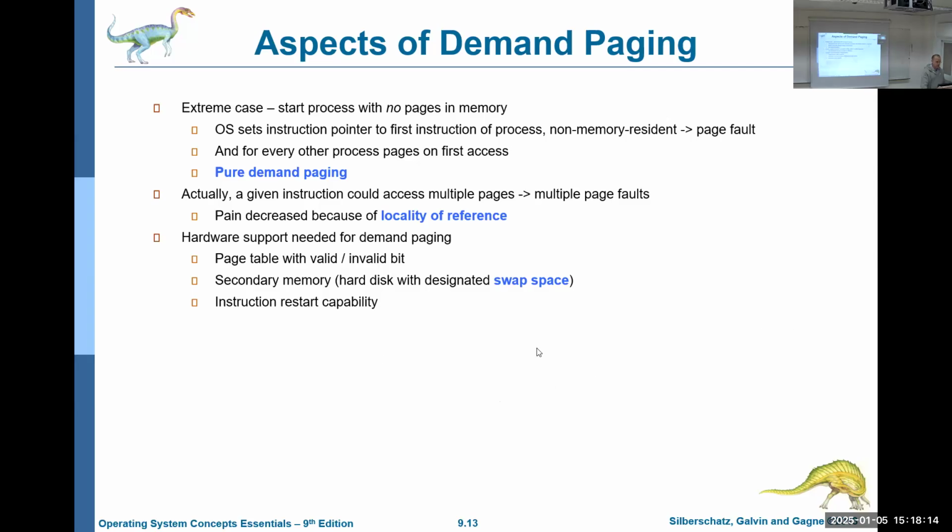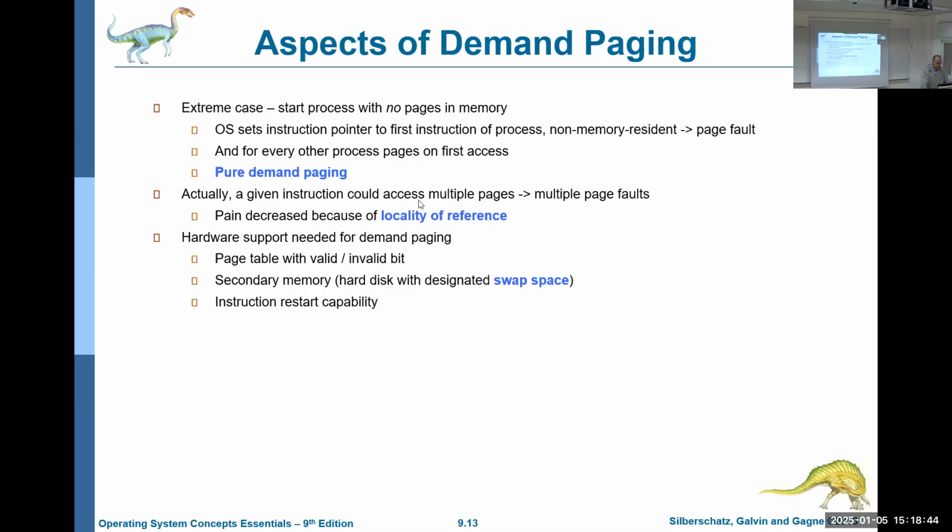Aspects of demand paging. Extreme case. Here we talk about pure demand paging. Start a process with no pages in memory. The operating system sets the instruction pointer to the first instruction of the process. It's non-memory resident, so we're going to get a page fault. And the same for every other page of the process on first access. So every time we have a first access of a page, we're going to get a fault, and they call it pure demand paging.